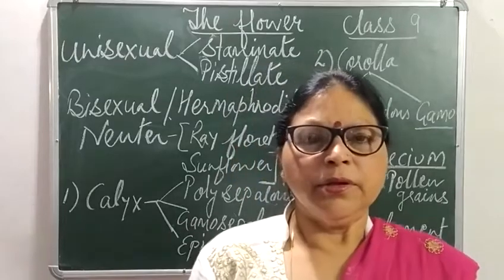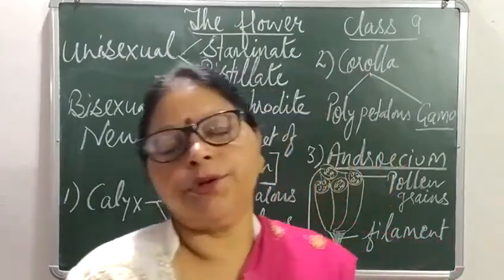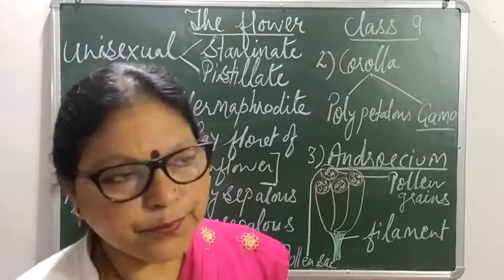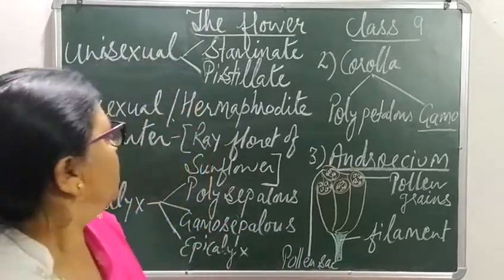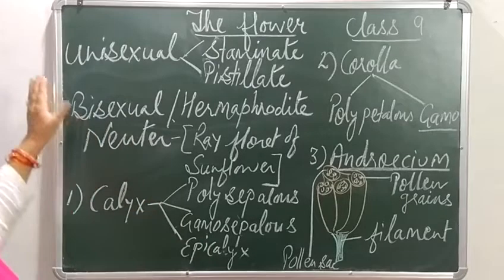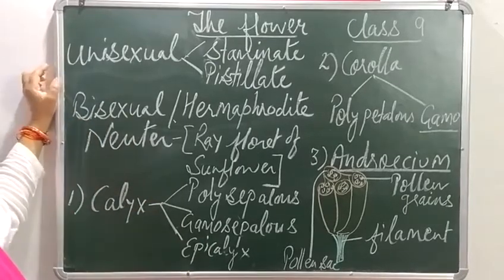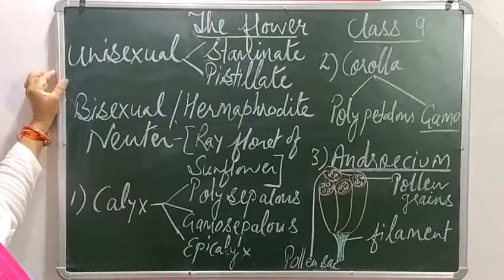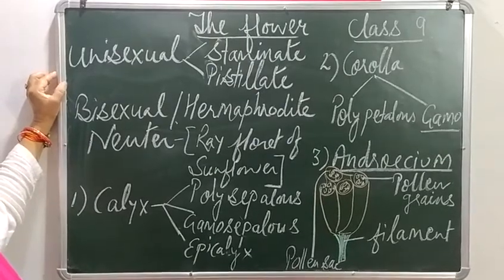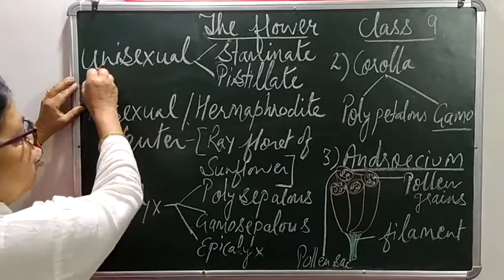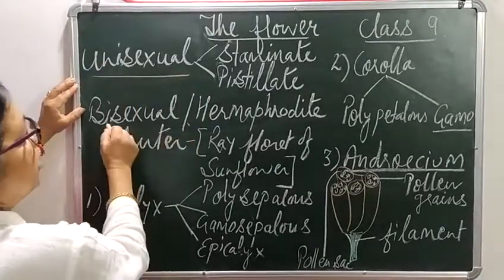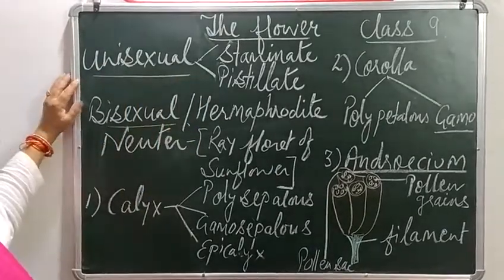Hello everyone. This video is in continuation with my previous video of the same chapter, the flower. Now in this video I'm going to explain you about sexuality in flowers. The flowers may be of two types. They may be unisexual or they may be bisexual.